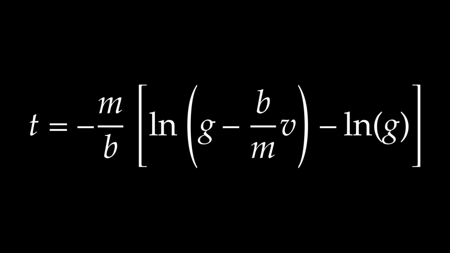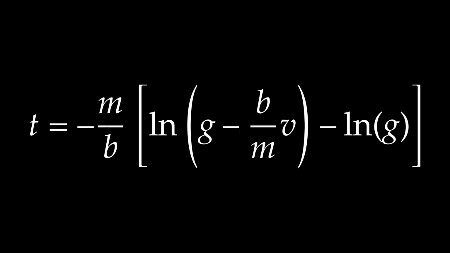And so I'm going to get the difference of two natural logs. The natural log evaluated at v, which is just g minus b over m times v, minus the natural log evaluated at v equal to 0 is equal to 0. Well, that makes this part 0, but look what happens. That g still survives, the natural log of g.